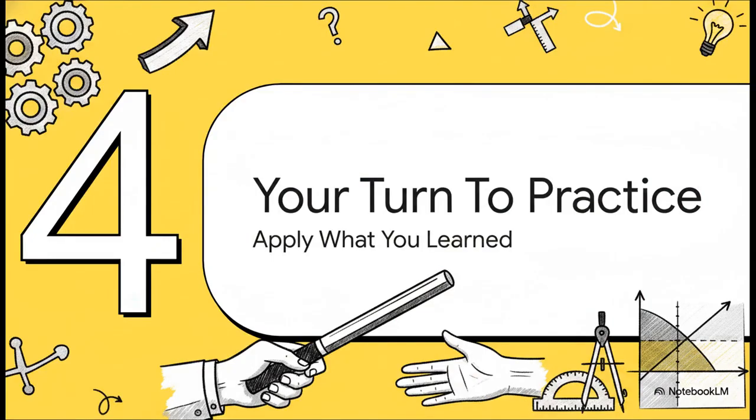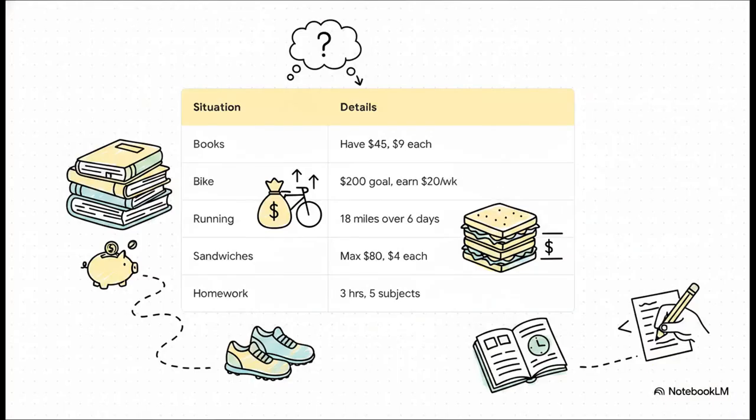Which brings us to Section 4, your turn to practice. I'm handing the baton directly over to you to apply these exact translation skills to your own scenarios. We've got 5 real-life situations here. Buying books, saving for a bike, planning a running schedule, making sandwiches for a group, and budgeting your homework time.